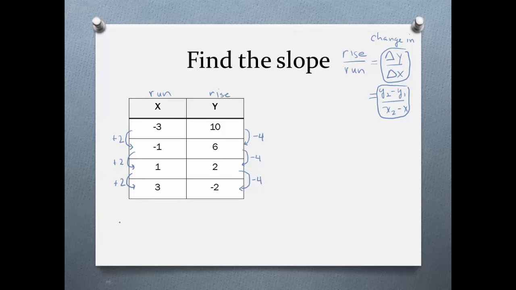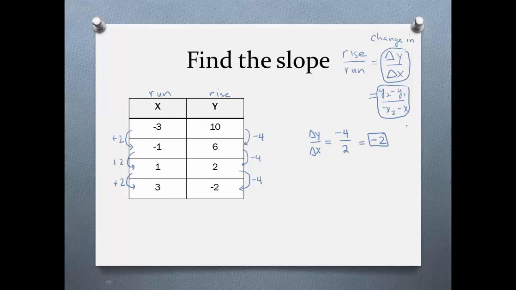So if I use the change in y over the change in x representation, then my rise is negative 4 and my run is 2. If I simplify that, my slope is negative 2. Now, some people like that method.